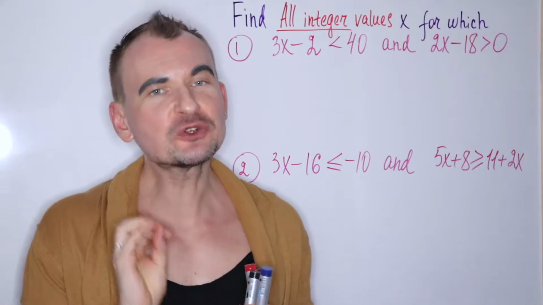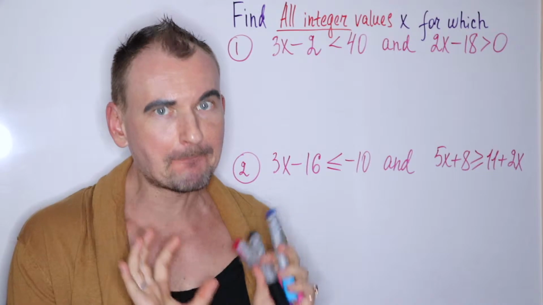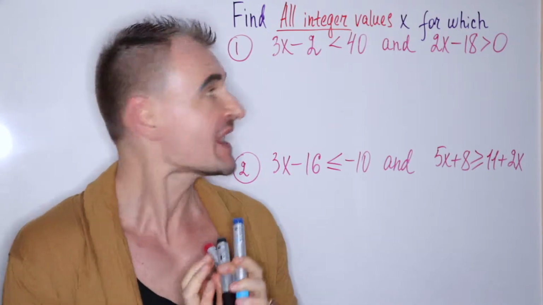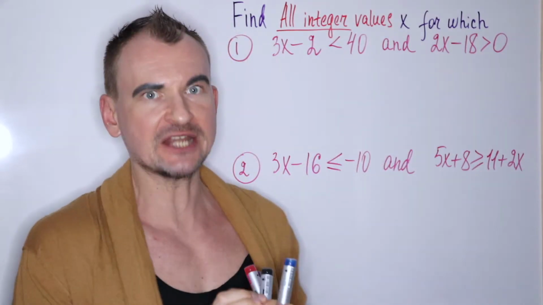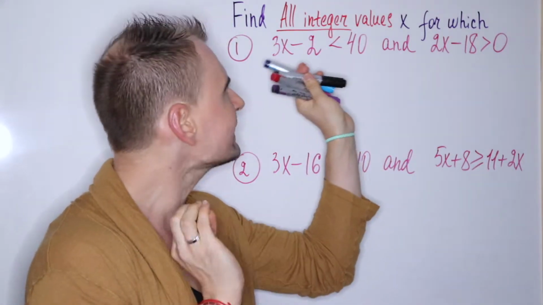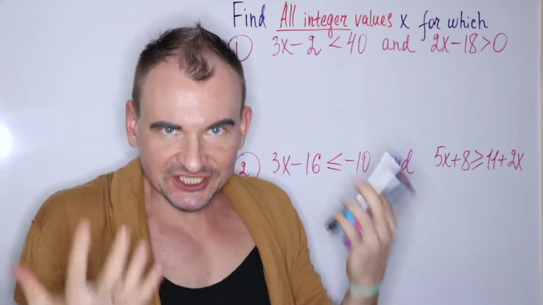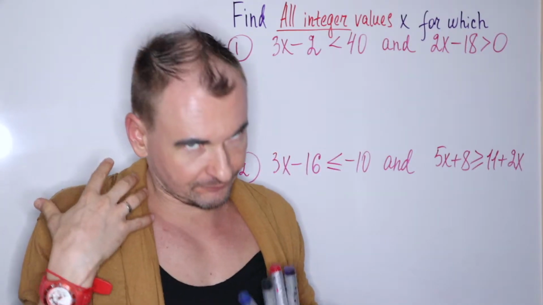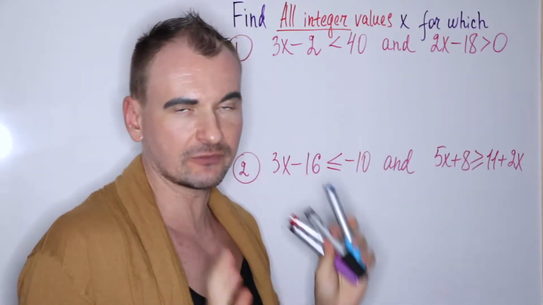Hey guys, today I will show you how to find all integer numbers satisfying a compound linear inequality. Say you have been given these two inequalities and you need to find all integer values of x that work for your compound inequality.